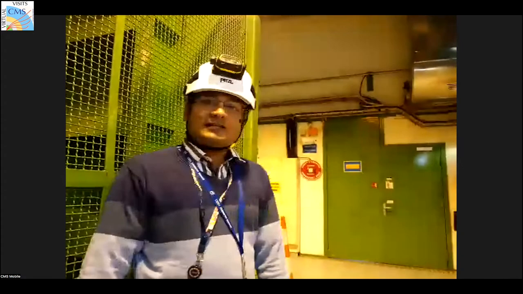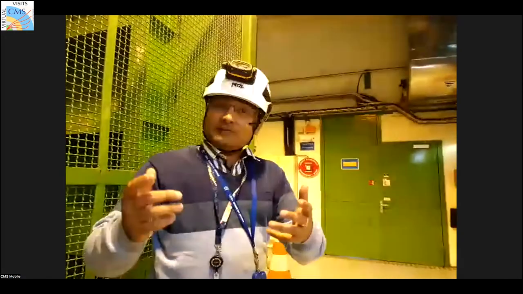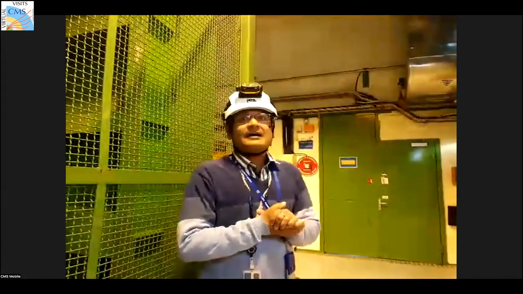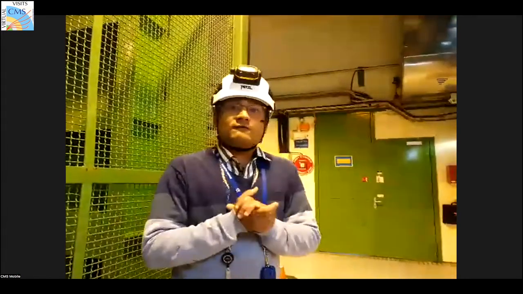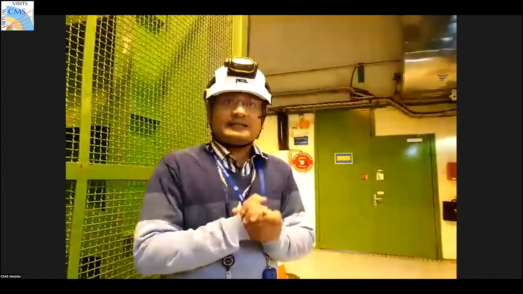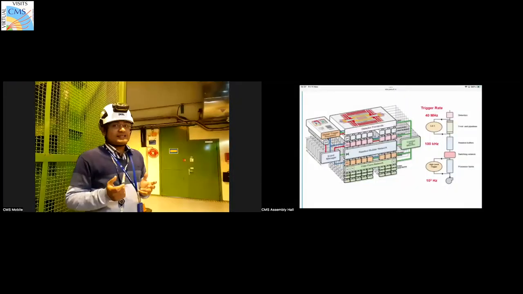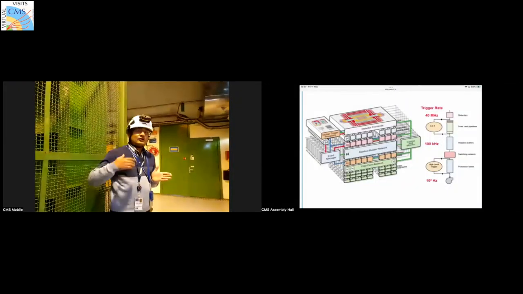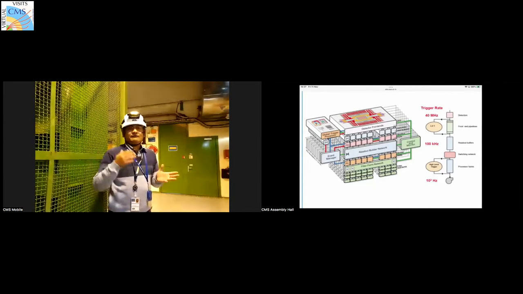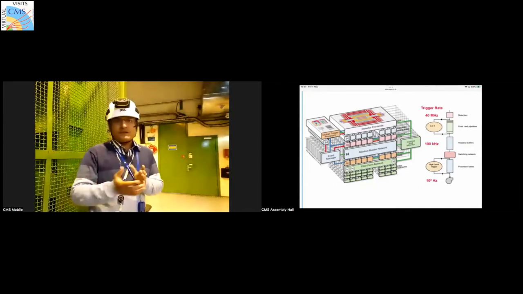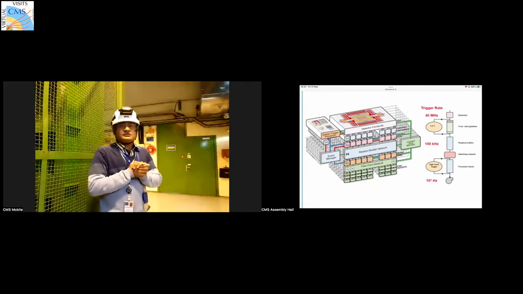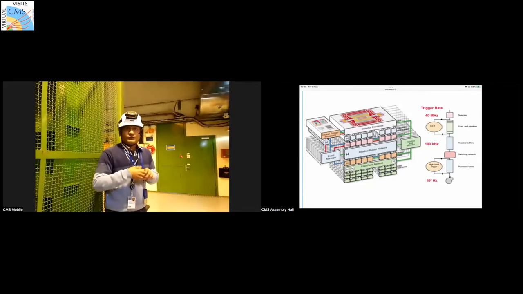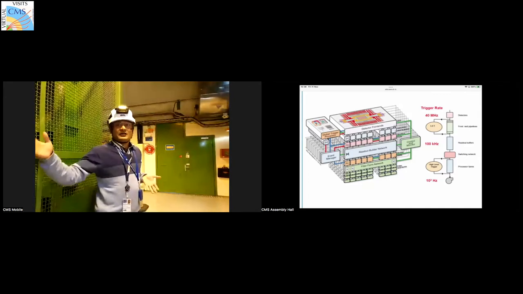And in 3.6 microseconds, we select 100,000, which is like 1 lakh out of 40 million. That we select in 3.6 microseconds. And the second layer, which we call the high level trigger, where we have about a millisecond worth of time, we reduce even further to about 1,000 events per second. So we reduce from 40 million to 1,000.